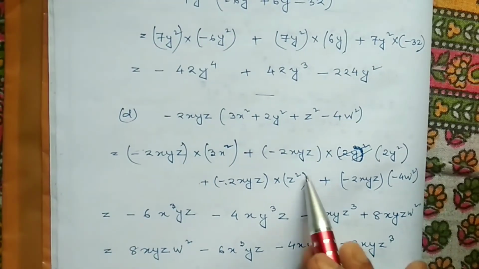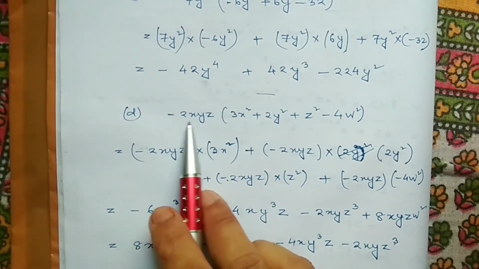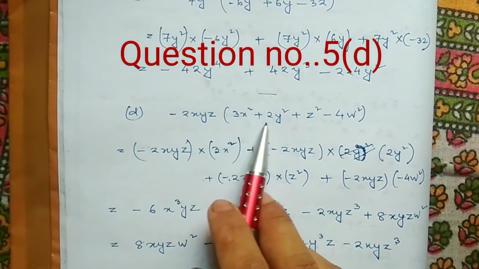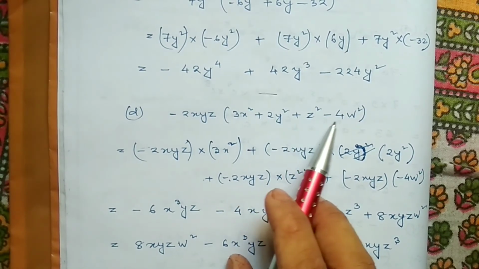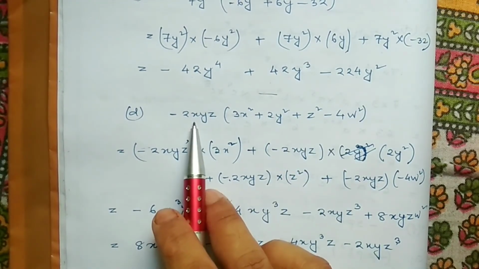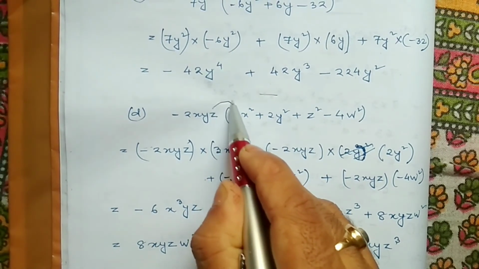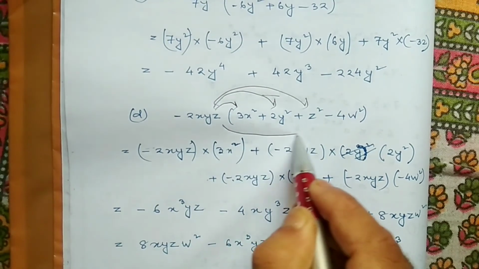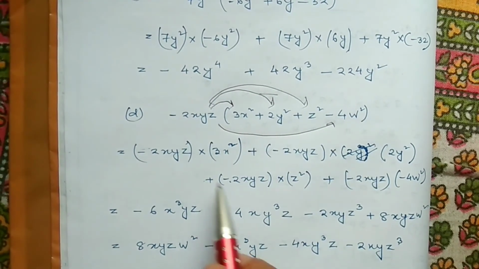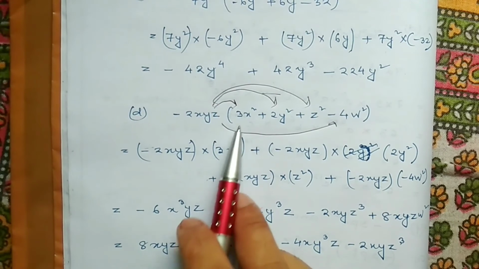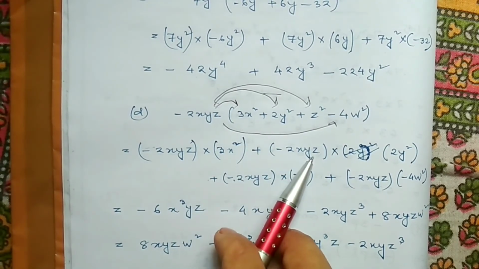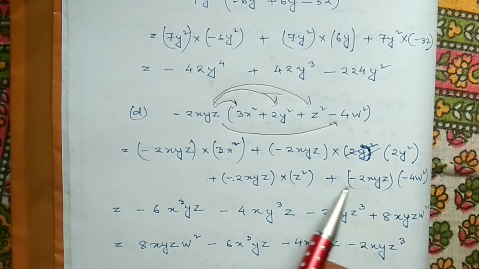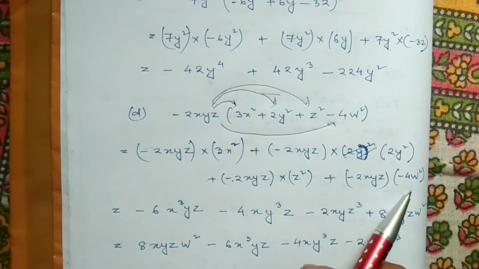Now next one, just see. Here the question is minus 2xyz. You have to multiply with 3x square plus 2y square plus z square minus 4w square. This is the question. So what do we have to do? First step, multiply these two. Second step, third step, and in the fourth step you have to multiply with this. So we have written separately minus 2xyz into 3x square, minus 2xyz into 2y square, minus 2xyz into z square, and minus 2xyz into minus 4w square.